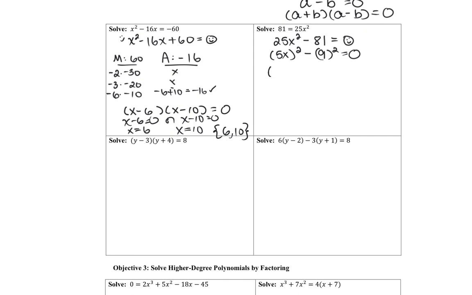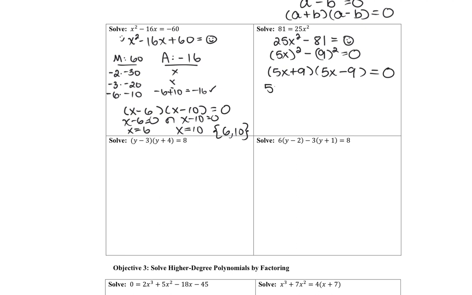Now, so I'm just going to go ahead and fill in my pattern. 5x plus 9, 5x minus 9. Double check my work. 5x times 5x is 25x squared, minus 45x plus 45x cancel each other out, minus 81. Difference of squares. There's a lot of power in noticing patterns, like we talked about with our parent functions and the transformations, right?